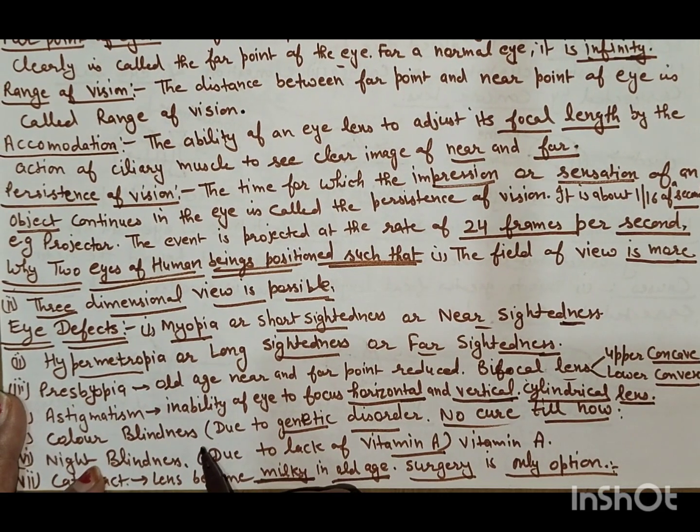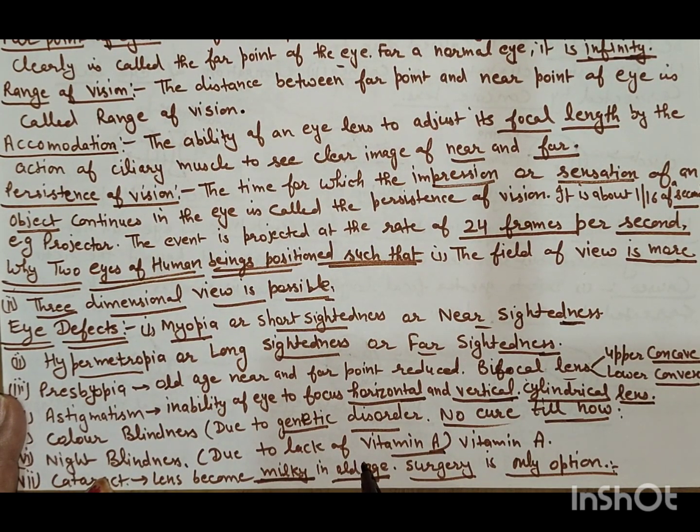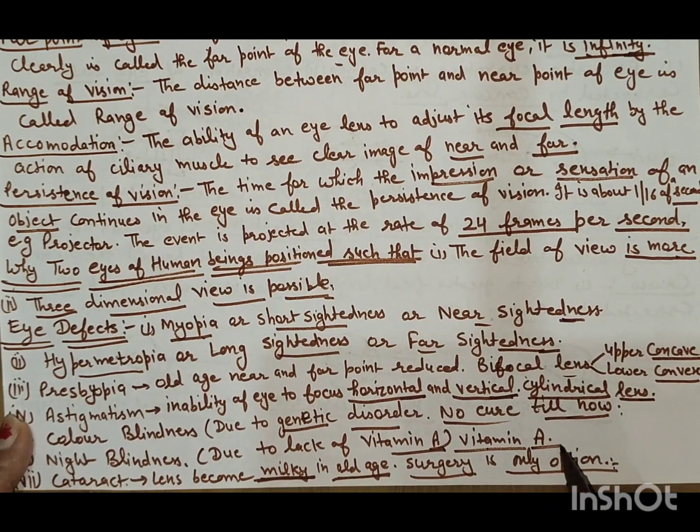Color blindness. This is caused due to a genetic disorder, and no cure is possible till now. Night blindness. Night blindness is due to the lack of vitamin A. In dim light or in the dark we cannot see clearly. This is due to the lack of vitamin A, and it can be corrected by taking vitamin A.